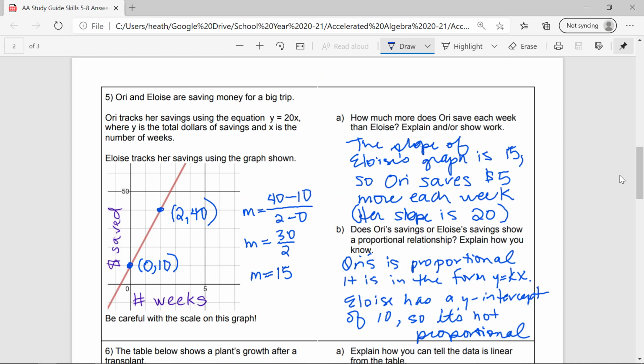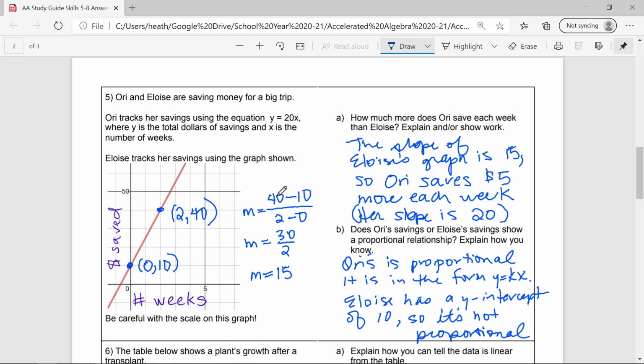All right, so this next problem is a lot like some that you practiced on Delta Math. Ori's got this equation, y equals 20x, and that's how much she is saving, right? So I can see, like, if y is the total savings and x is the number of weeks, she's saving $20 a week. Here for Eloise, she's got this graph, so you can see I drew on it and calculated a slope. Be really careful with this scale, because you might want to say that it's maybe like 3/2, but really, when we are going up 30 and over 2, that's a slope of 15. So, Eloise's graph has a slope of 15, so Ori must be saving $5 more each week.